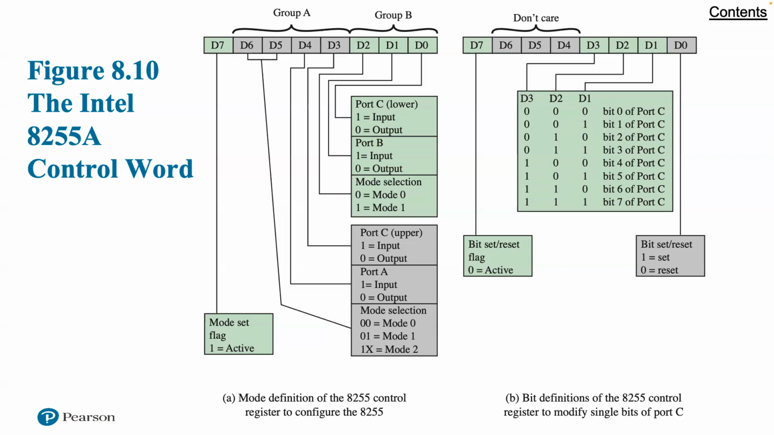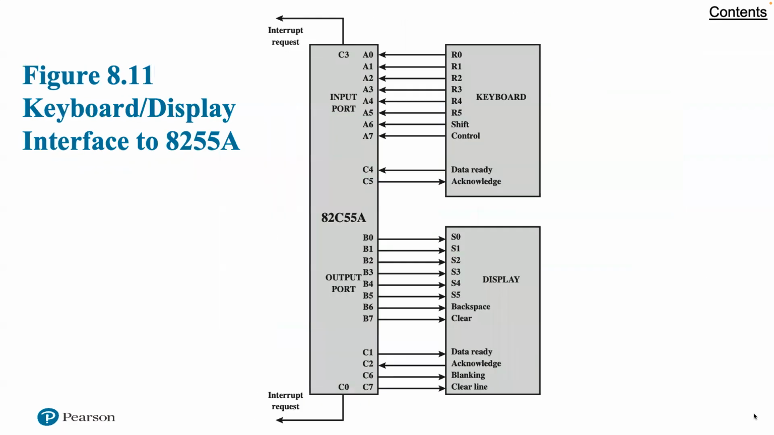When the processor sets D7 to 0, which is figure 8.10B, the control word is used to program the bit values of port C individually. This feature is rarely used. So we see A over here on the left side and B on the right side, if you hadn't followed that while I was giving that description.